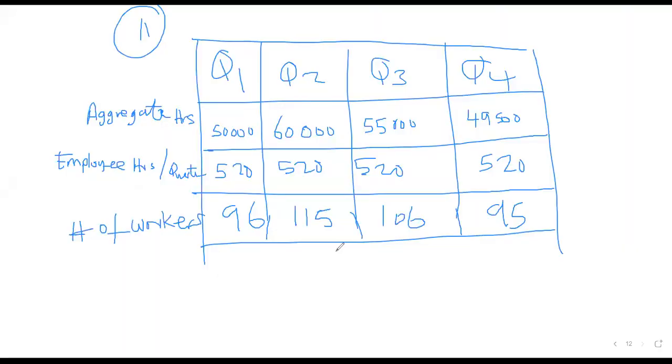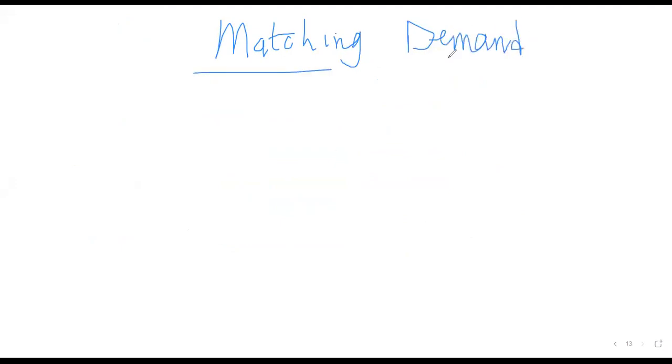So the number of workers we have, okay. So matching demand, we are going to have our matching demand. So you have quarter one, and we have quarter two, quarter three, and quarter four.